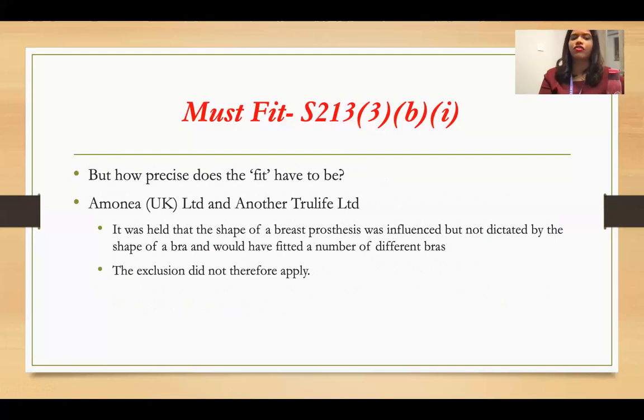In the case of Ammonia, the court held that breast photosynthesis, okay, in this case, they held that the exclusion did not apply. Why did the exclusion not apply? Because in breast photosynthesis, you can have a few numbers of different bras actually trying to fit this. If they allow the exclusion, it will be difficult. So that is why the exclusion did not apply here.